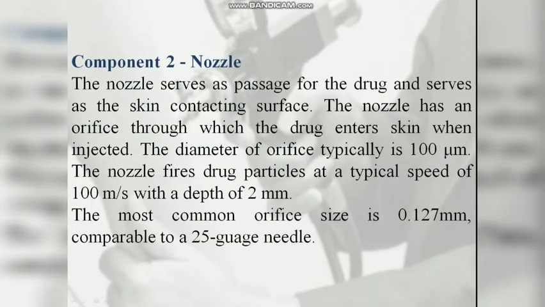Second one, nozzle. The nozzle serves as a passage for the drug and serves as the skin-contacting surface. The nozzle has an orifice through which the drug enters the skin when injected. The diameter of the orifice is typically 100 micrometers. The nozzle fires drug particles at a typical speed of 100 meters per second with a depth of 2 mm.